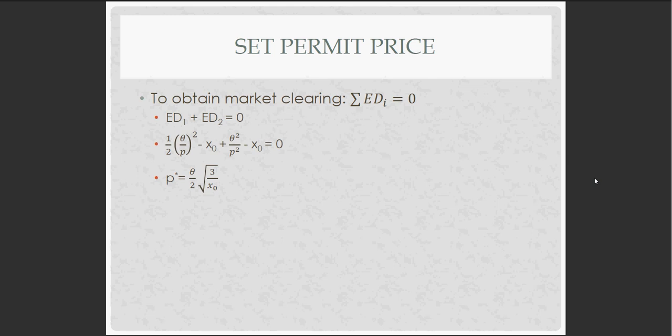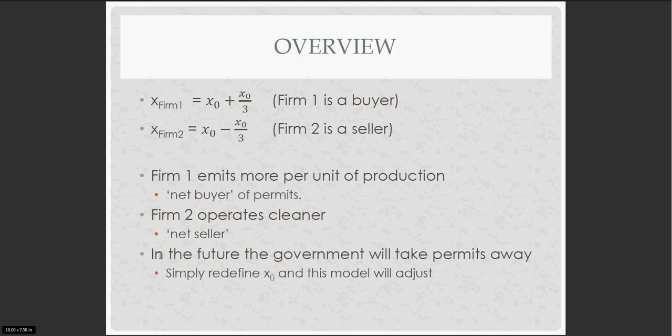In order to obtain market clearing, we must have the total excess demand equal to 0. Market clearing conditions are met when the quantity supplied equals the quantity demanded, in this case of permits. By adding the excess demands of the two firms, we arrive at the efficient permit price, P star. This is how you determine the price of the permits. We can continue to use this as we continue our example.